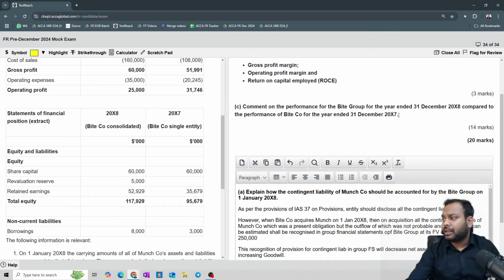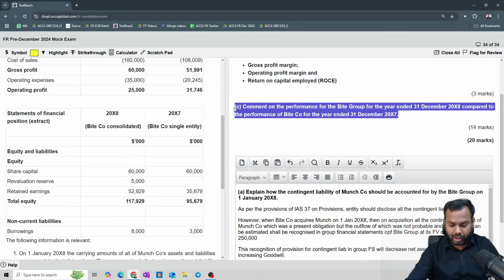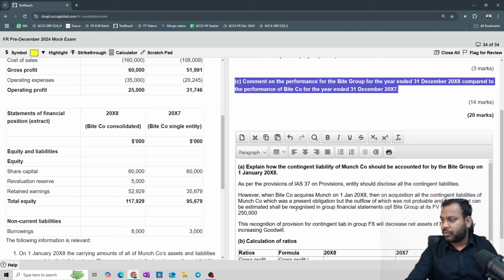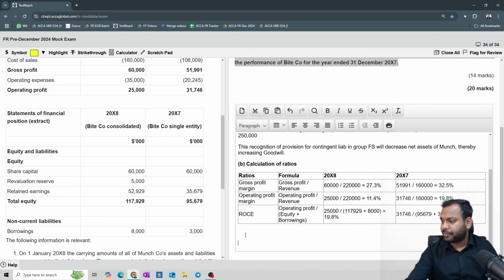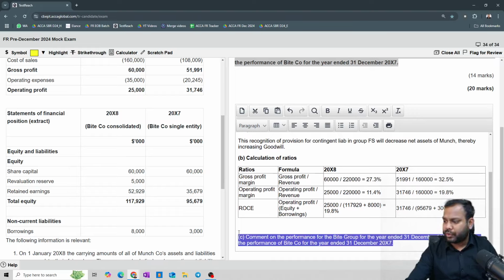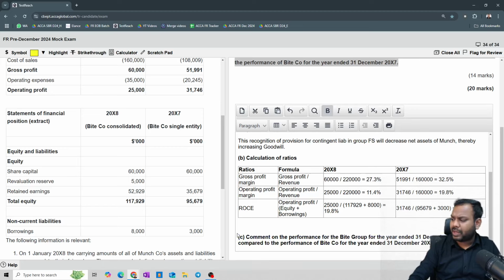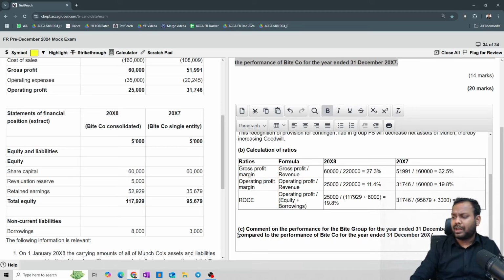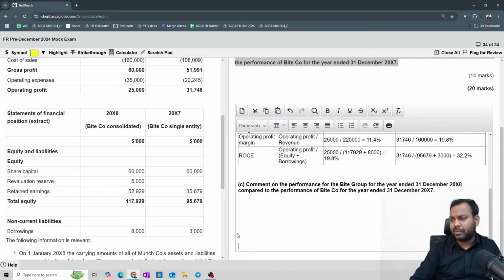Now, third part is comment on the performance. So let me copy the requirement and paste it here. Sir, why do you copy the requirement and paste in the answer? Because it makes my answer clearly distinct from different answers.